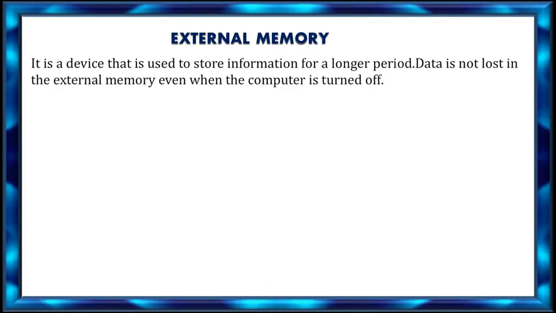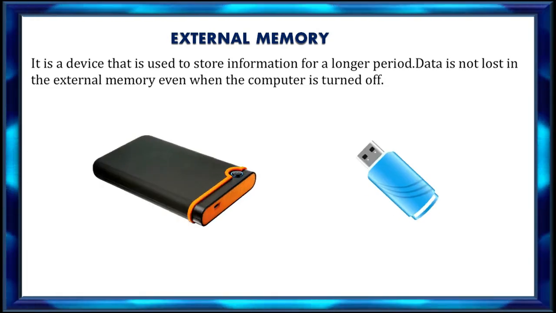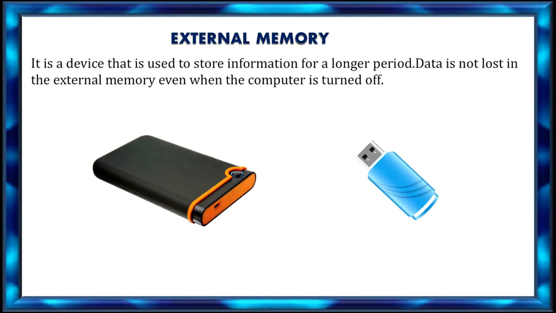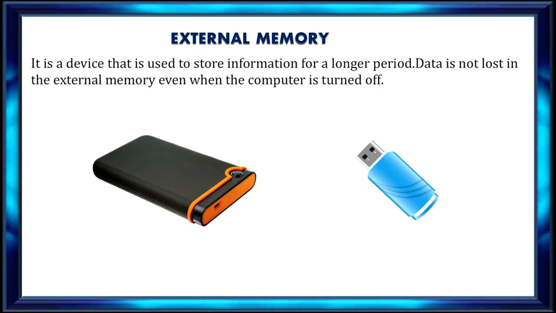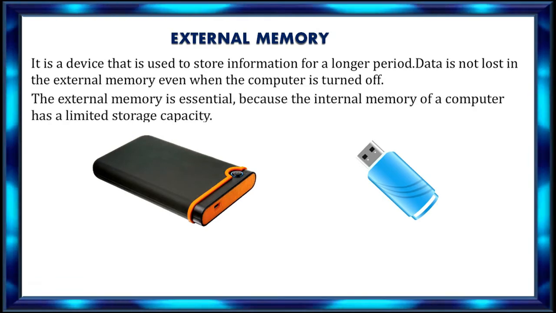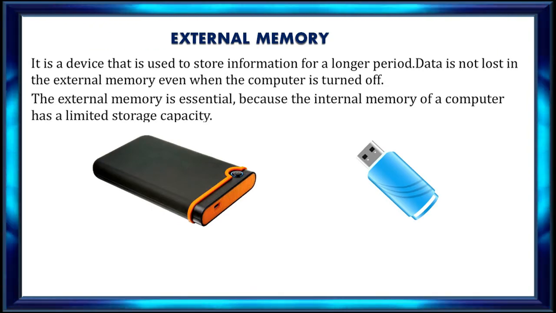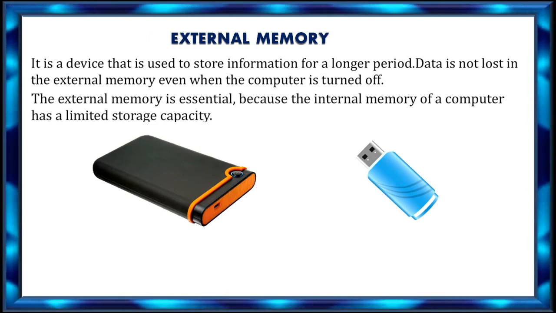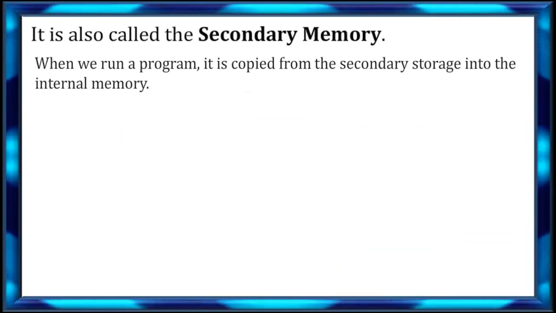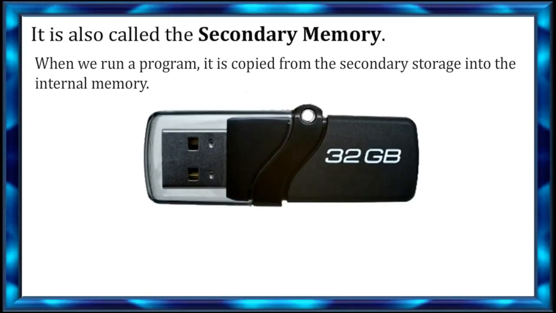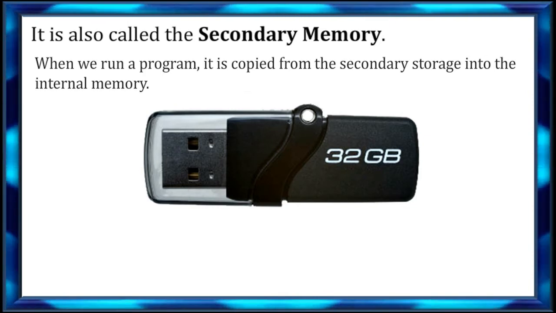It is a device that is used to store information for a longer period. Data is not lost in the external memory even when the computer is turned off. The external memory is essential because the internal memory of a computer has a limited storage capacity. It is also called the secondary memory. When you run a program, it is copied from the secondary storage into the internal memory.